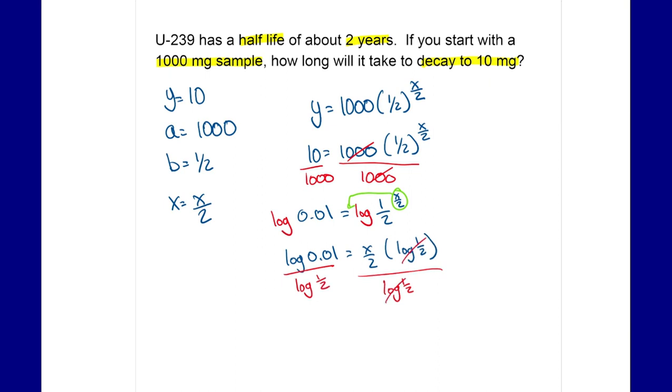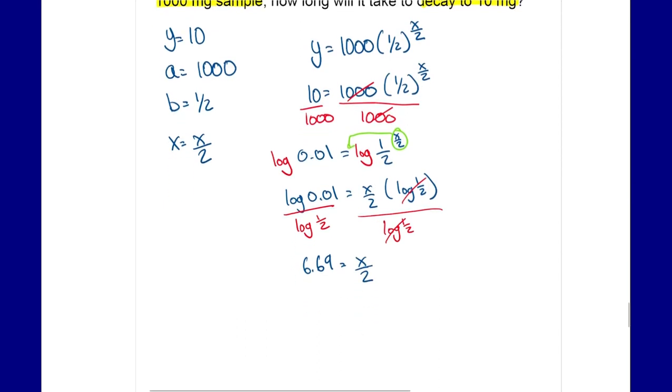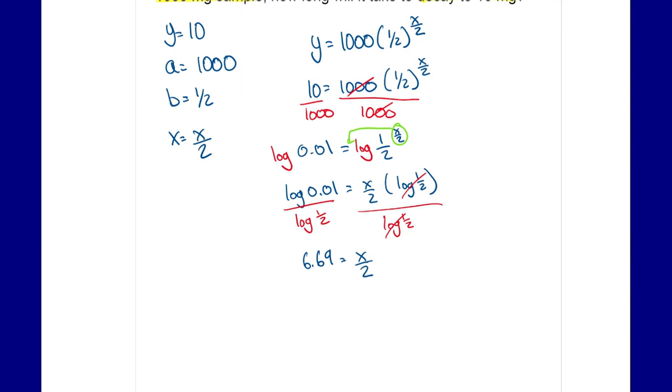One side will cancel out, and I end up with a value on the one side, so 6.69 is equal to x over 2. Now I just have to solve for x, so I'm going to multiply both sides by 2. One side cancels out, and I'm left with 13.3 equals x.